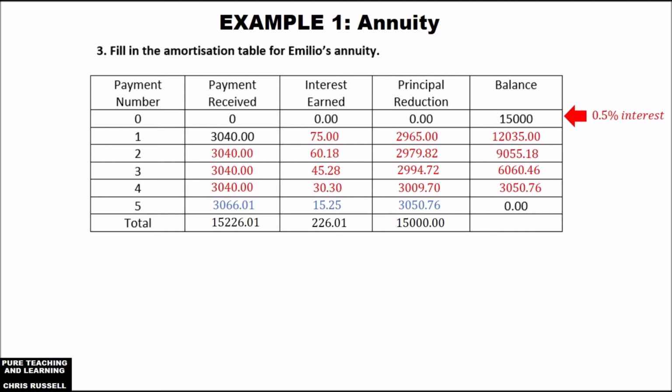Now what we can do is add up the totals. And a good way to check is to make sure that the payment received, subtract the interest earned, is equivalent to the total of the principal reductions.